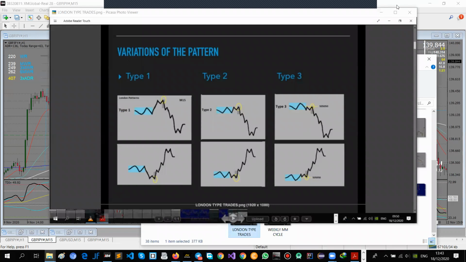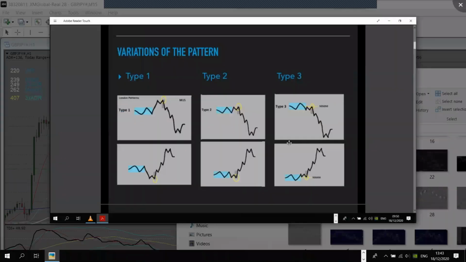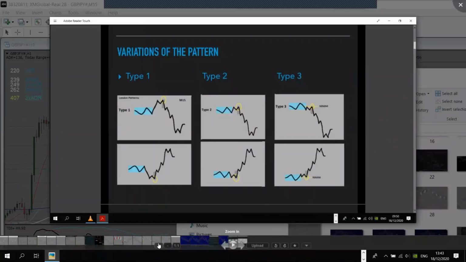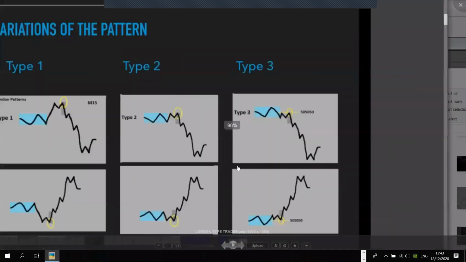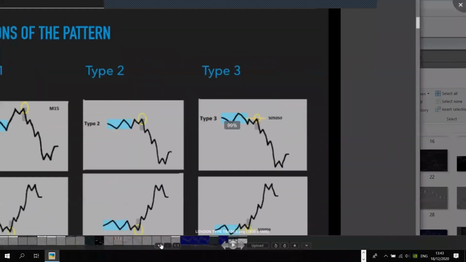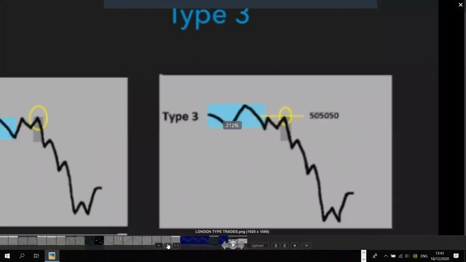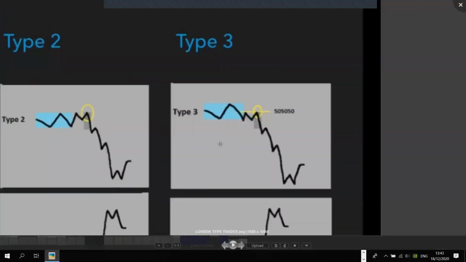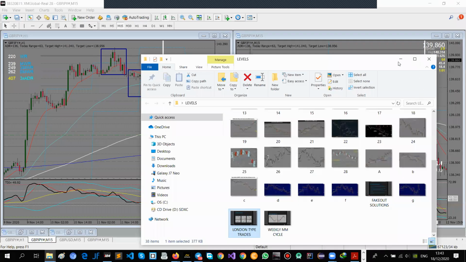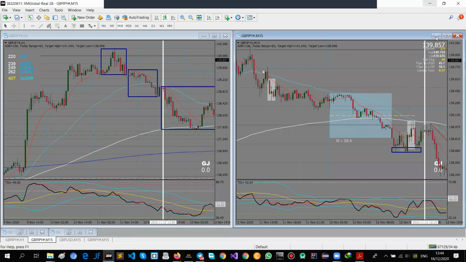As you can see here, for this pattern here, type 3, this is the one that was formed by the markets. This is the pattern that was formed by the markets. And let me show you that. It's a 50-50 trade.